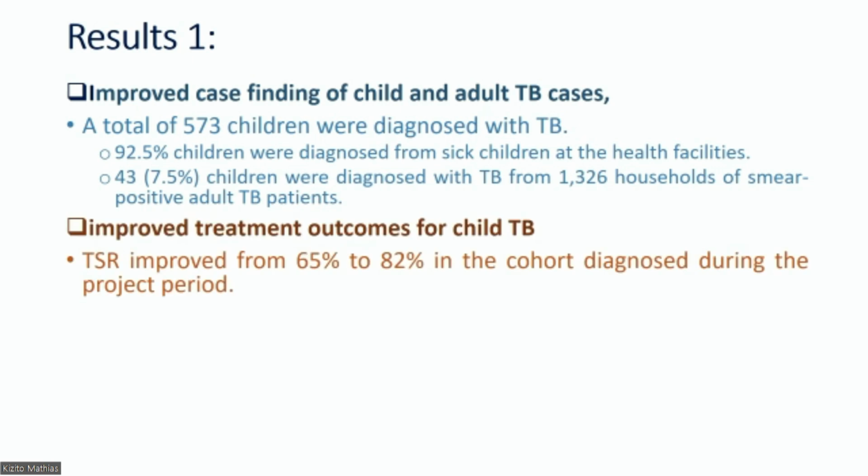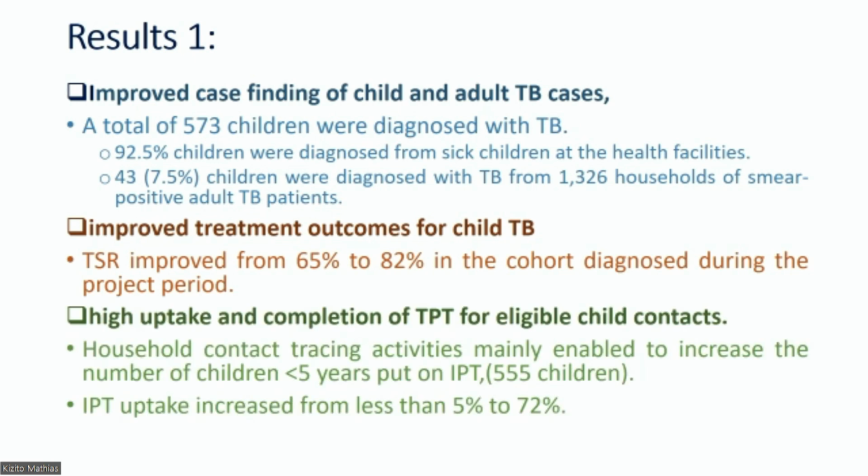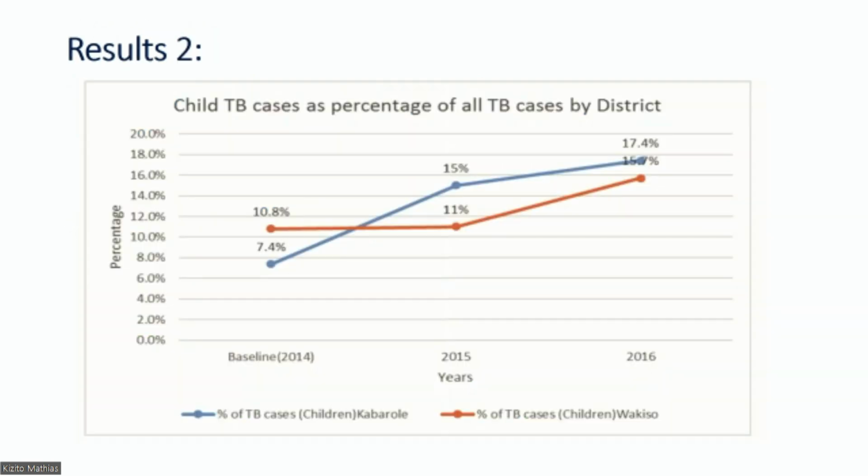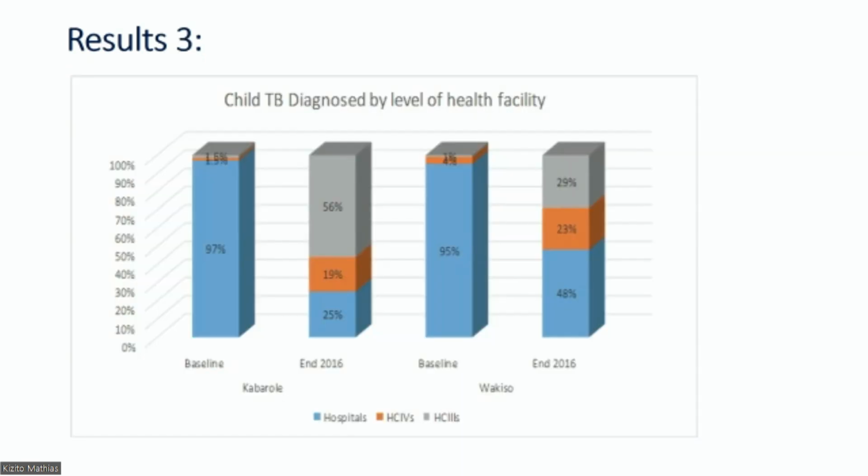We documented improved treatment outcomes from 65% to 82% for both districts combined. We also had high uptake and completion of TPT for eligible contacts, and we did document an increase at that time from 5% to 72%. So we're able to demonstrate the increase, as you can see on this graph. That reflects the proportion of children that are diagnosed with TB. This is an interesting figure.